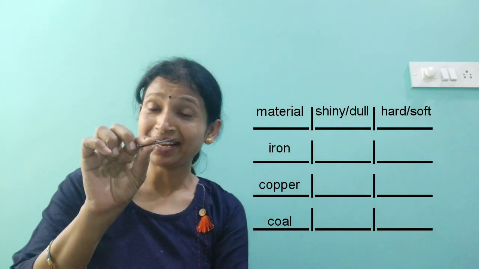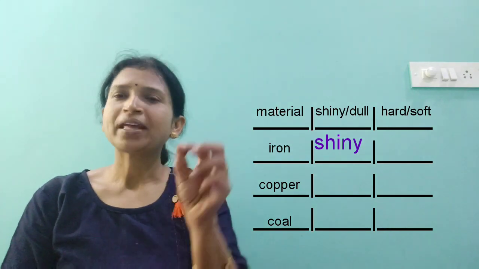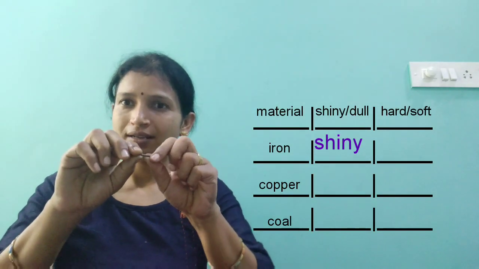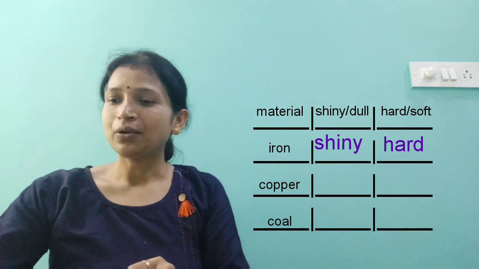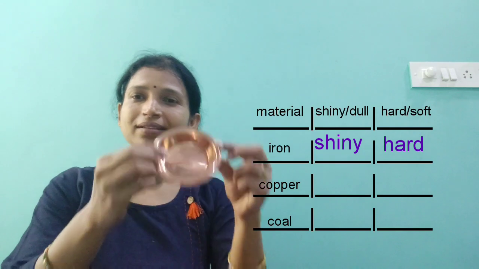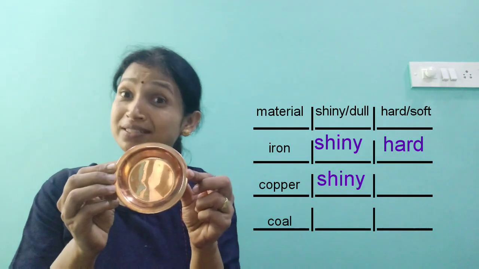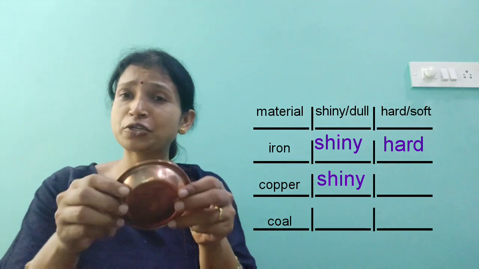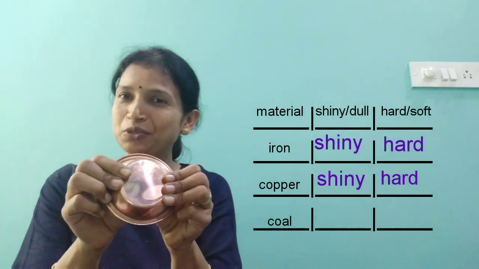This is an iron nail. Is it shiny? Yes, it shines. If I put pressure on it, it won't break. Okay? Now, I'll take a second example. This is a copper plate. Is it shiny? Of course it's shiny, which means it's lustrous. If I again put pressure on the copper plate, it could not break into pieces.